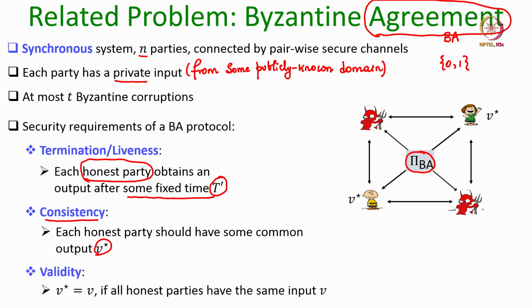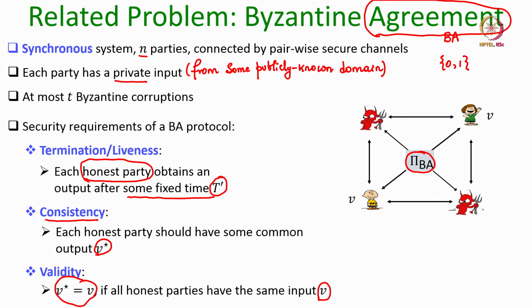And now we have this interesting property, the validity property, which makes the problem very interesting. The validity requirement states that if the inputs of all honest parties were the same at the beginning, say the input was V, then all the honest parties should stick to that output. It should not change from V to any other value.